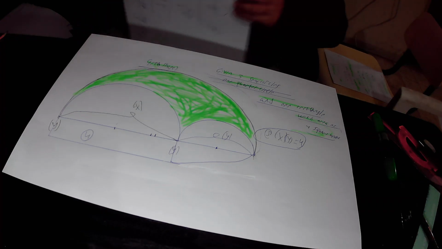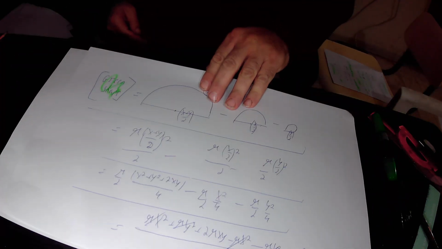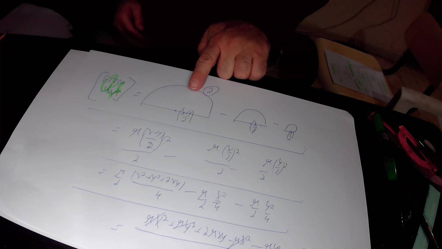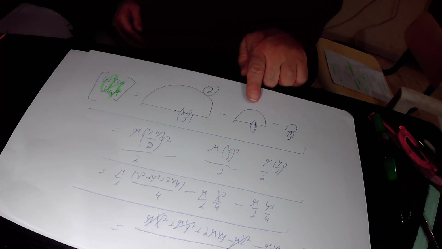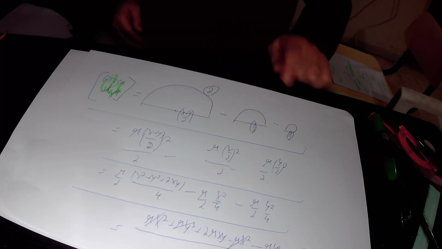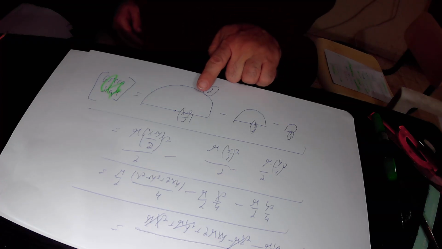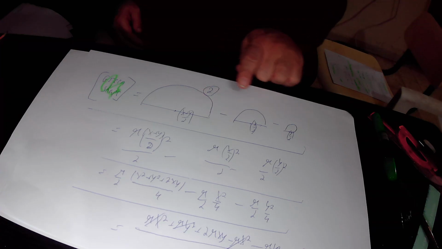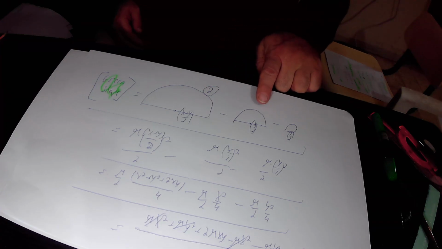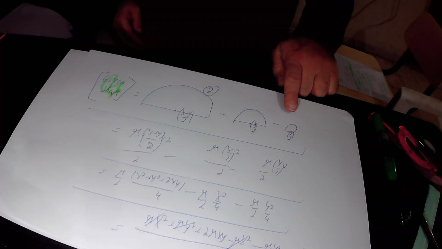Again, the area of the green shape, that is the area that we are looking for, must be equal to the area of the biggest semicircle minus the area of the medium semicircle minus the area of the smallest semicircle. Now we found out that the radius of the biggest semicircle equals (x plus y) over 2 units in length. Likewise, the radius of the medium semicircle equals x over 2 units, and the radius of the smallest semicircle equals y over 2 units in length.